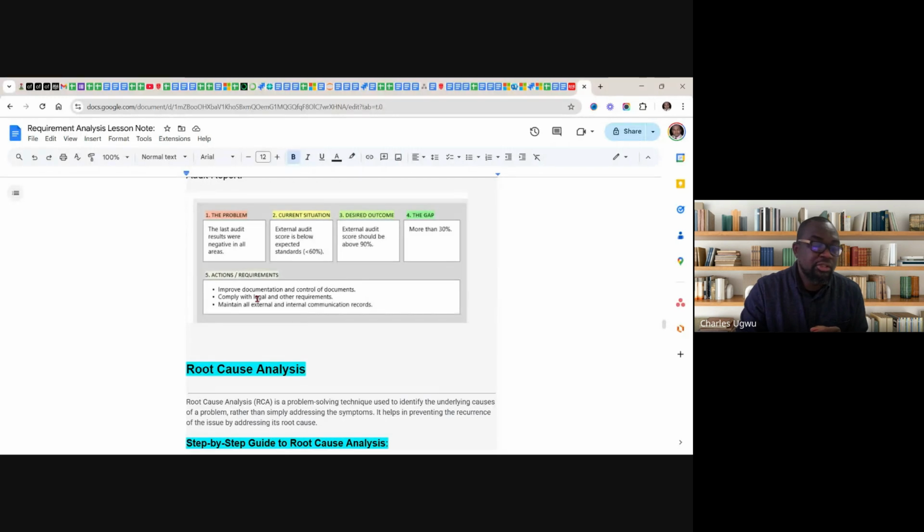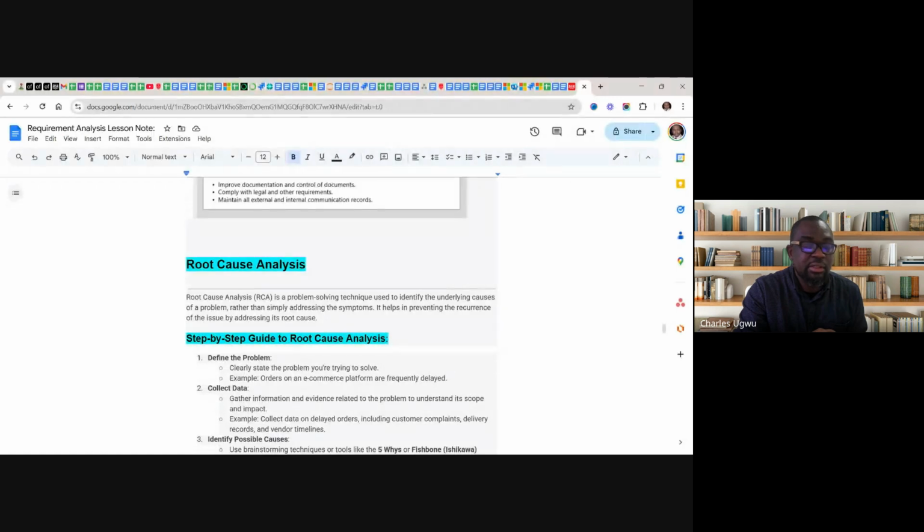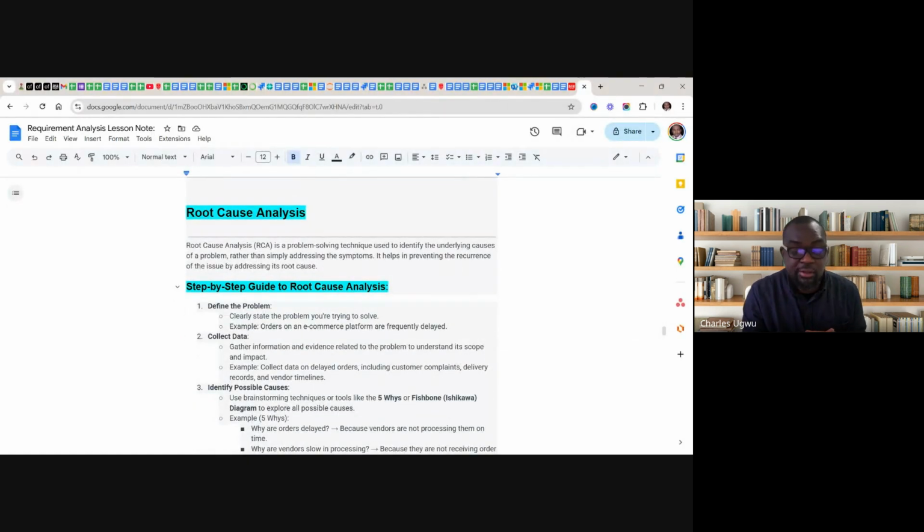Okay, let's quickly dive into root cause analysis. Root cause analysis is another good area we might be using a lot, depending on the kind of project. When we're trying to solve a persistent problem, we use root cause analysis.